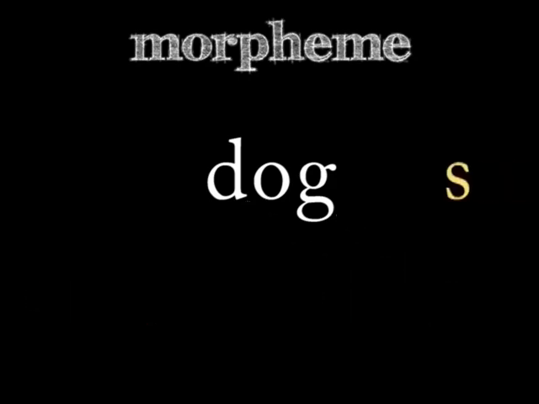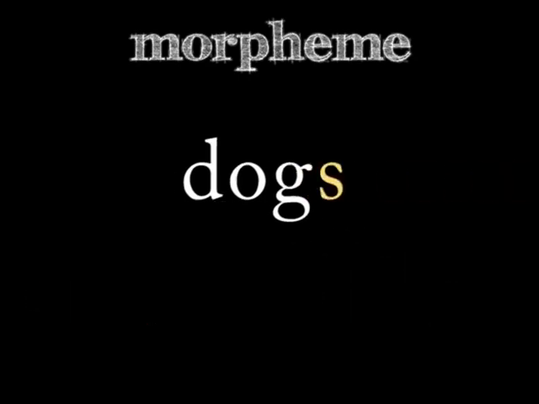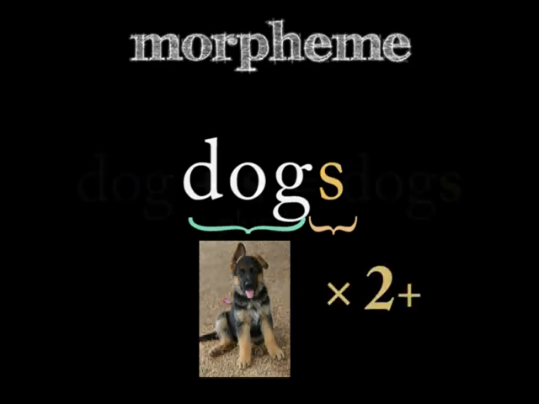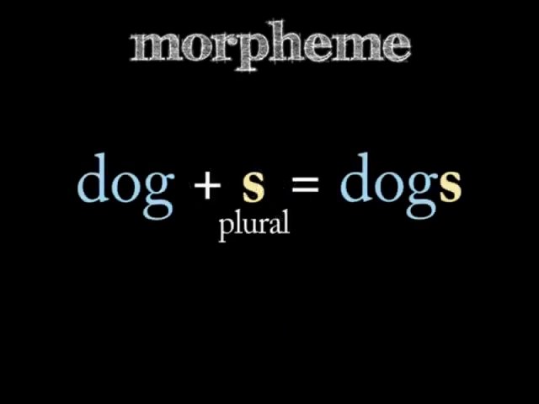The word dogs in the plural, more than one dog, has two morphemes. It has the morpheme dog, and it has an s sound or a z sound that tells you it's the plural. The morpheme dog and the morpheme plural make the word dogs, which has two morphemes.